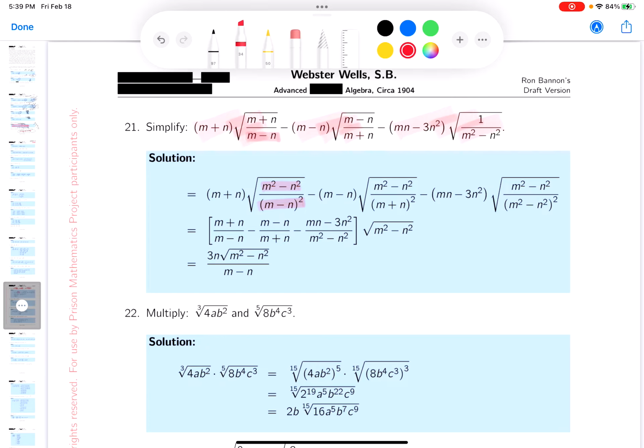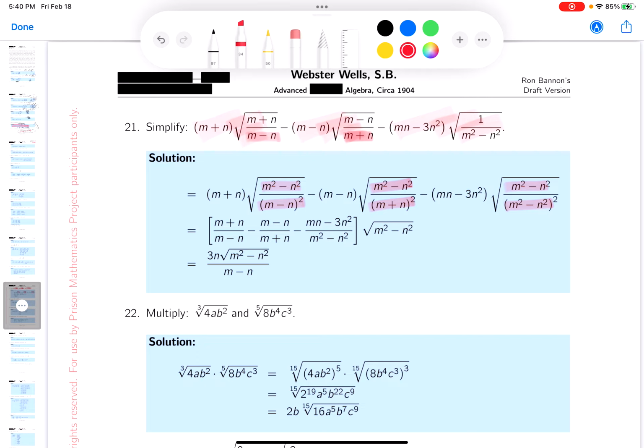Now, if I look at the second term, I'd multiply this by m plus n, and that's going to help me rationalize the denominator. That would give me m plus n squared in the bottom, and on top I'd get m squared minus n squared. Relatively simple, by the way. The last one, I'd multiply it by m squared minus n squared. All right? So I see that. And then what I'm going to do is take the square root of it.